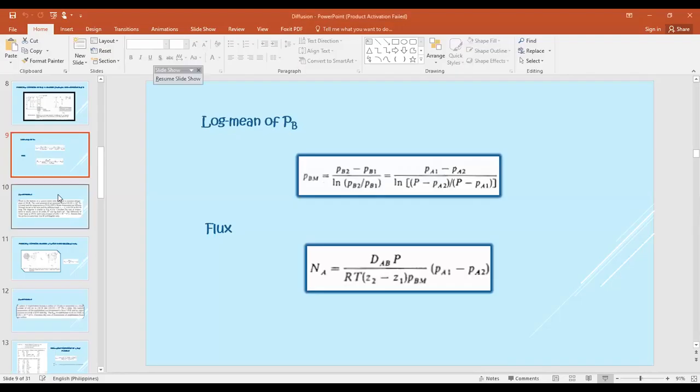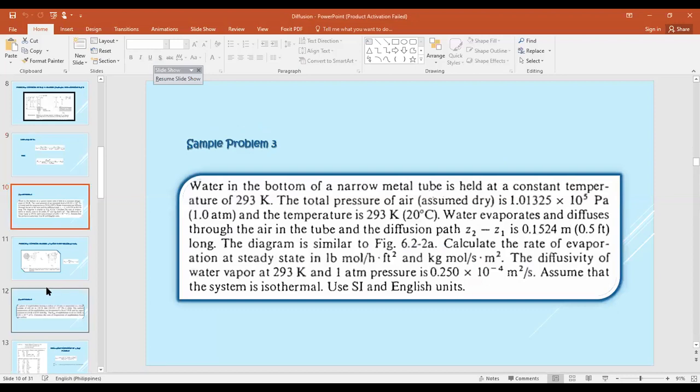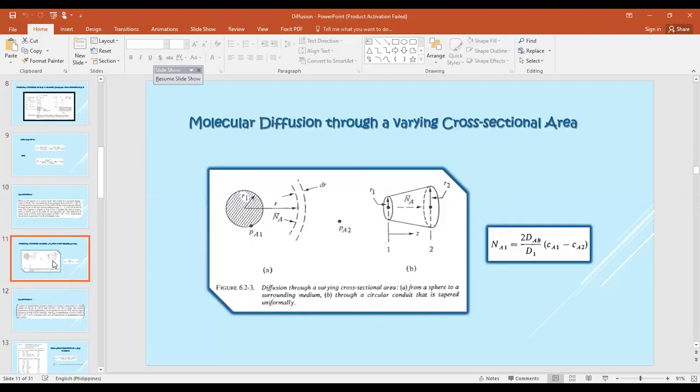This is our sample problem number 3. So we can now go to molecular diffusion through a varying cross-sectional area. And a case of a varying cross-sectional area here, again, as illustrated by John Kuplis, you have two cases. In letter A, you have a case of a sphere to a surrounding medium. And actually, this particular scenario is the one that was used in the sample problem, okay? So if you have a sphere, then it's diffusing from a sphere to a surrounding medium. This is the surrounding medium, and this is your sphere.